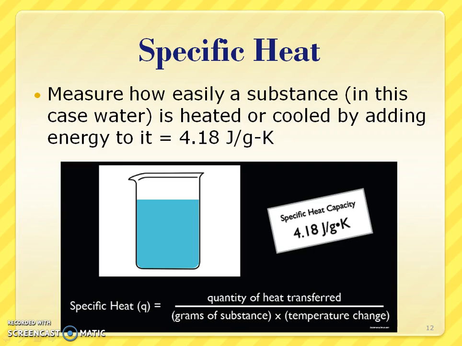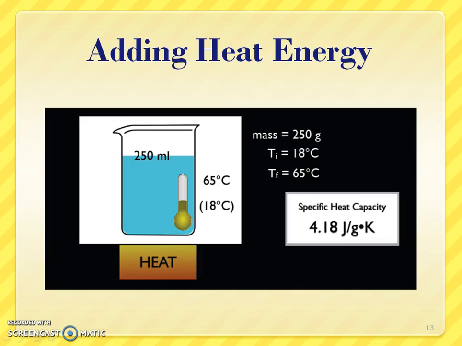He talked about how specific heat is a measure of how easily a substance, and in this case he talked more specifically about water, can be cooled or heated by adding energy. So if you add heat and the temperature goes up, of course it's exothermic. If you add heat and the temperature goes down, the system is endothermic. So that's one thing that we want to keep in the back of our head, those exo and endothermic terminology.